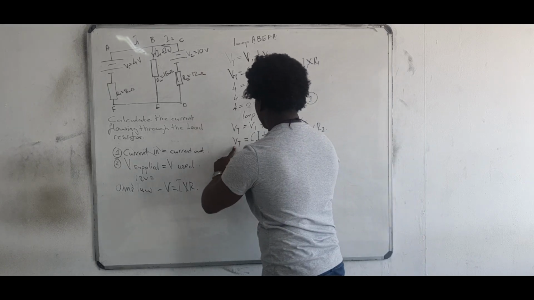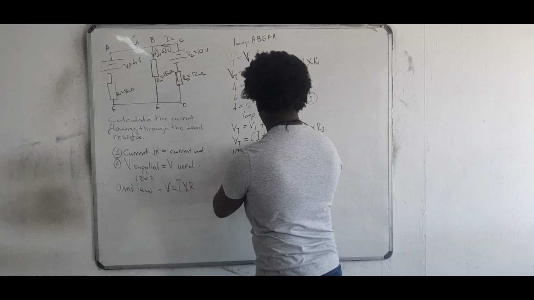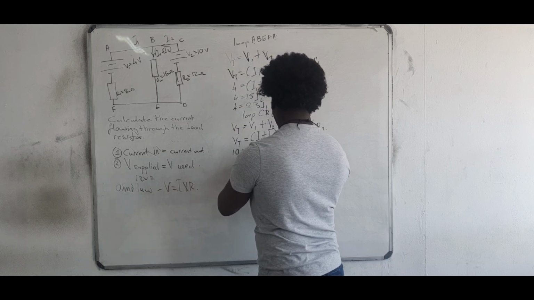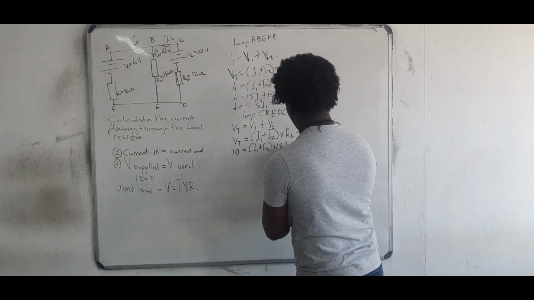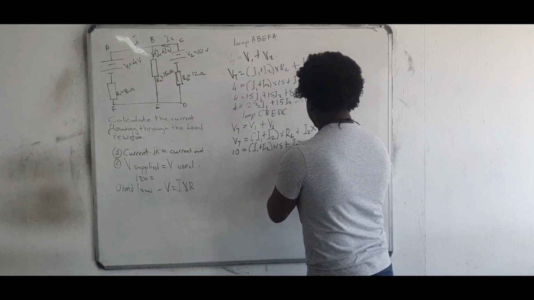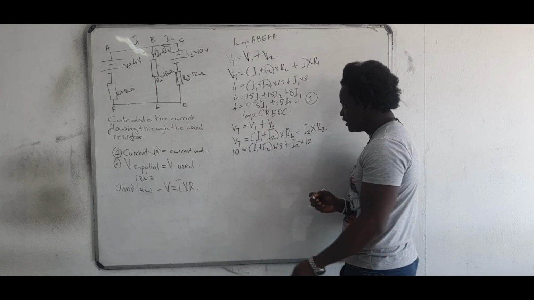Our total voltage was given as 10, equal to I1 plus I2, and our RL is given as 15, times 15. Plus I2 times our R2, which was given as 12. Now let's do the mathematics.